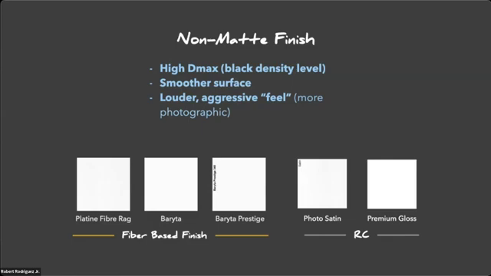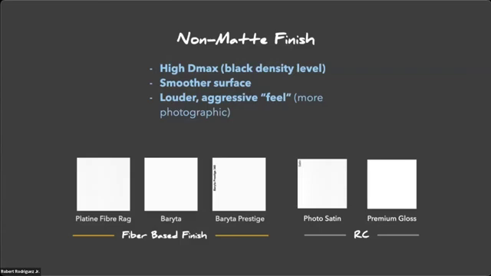So if the matte papers are on one side of the category, these are on the other side. These are going to give you the greatest amount of black, greatest amount of density, Dmax. They're generally going to give you a much smoother surface. They're also going to be more reflective, right? Because they are shinier, if you will, so you're going to get, I wouldn't call it glare, but you're going to get some reflection that you don't get on the matte papers. But what you get for that is that they will be louder, more aggressive, very high impact. And there's a place for that artistically and aesthetically.